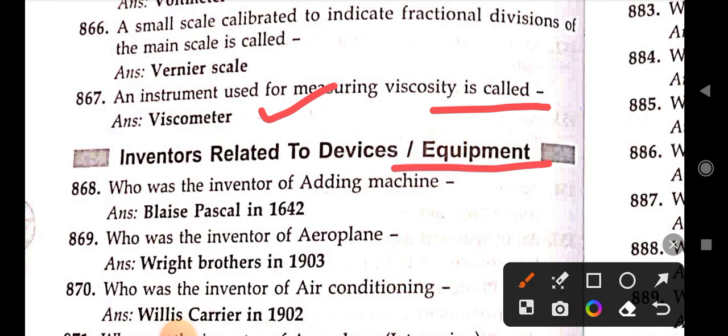Who invented the adding machine? Blaise Pascal in 1642. Who was the inventor of the aeroplane? The right answer is the Wright brothers in 1903. Who was the inventor of air conditioning? Willis Carrier discovered AC in 1902.